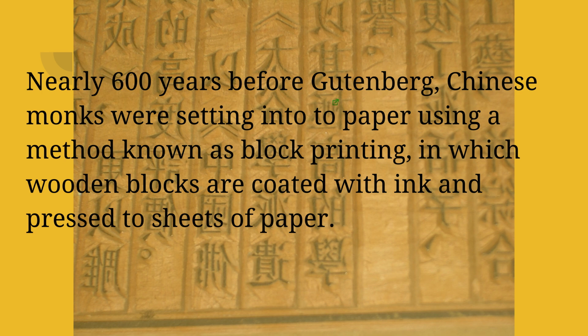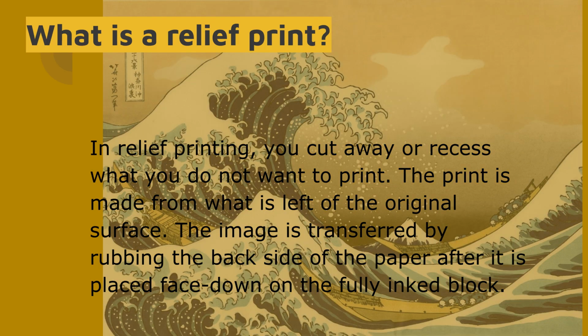Nearly 600 years before Gutenberg's printing press, Chinese monks were printing onto paper using a method known as block printing, in which wooden blocks, just pieces of wood, are coated with ink and pressed onto sheets of paper. So they would carve in what they wanted with sharp knives and things, and then they could print different things like that.